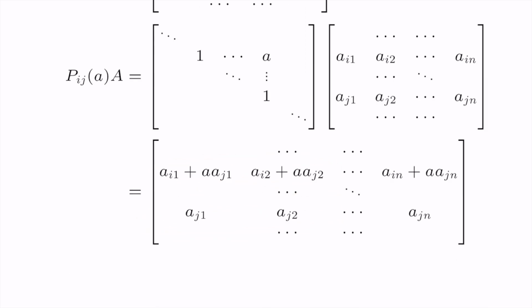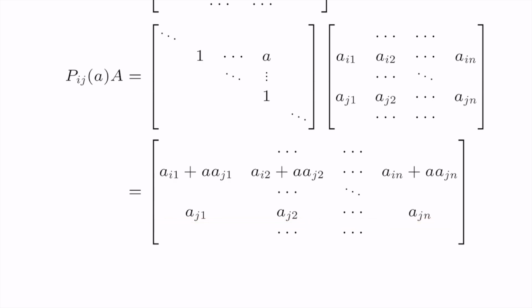Lastly, consider multiplying the elementary matrix Pij of a to the matrix A from the left. So Pij of a is this matrix, which is identical to the identity matrix, except for its ij element, which is a instead of 0. And we have the ith row and the jth row of the matrix A. And the result is this. So the ith row has been changed, and the jth row is unchanged.